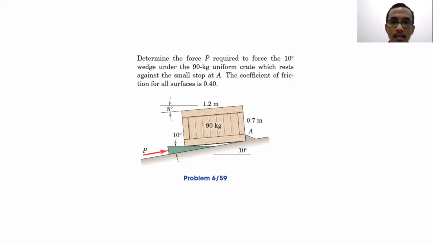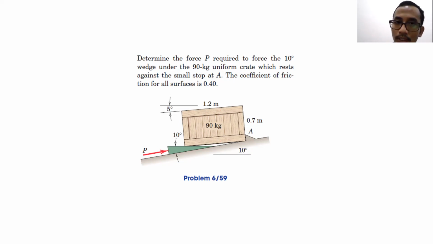If you have this kind of problem, okay, determine the force P required to force the 10 degrees wedge under the 90 kilograms uniform crate, which rests against the small stop at E. Okay. The coefficient of friction for all surfaces is 0.4. Okay. How can we draw the free body diagram?